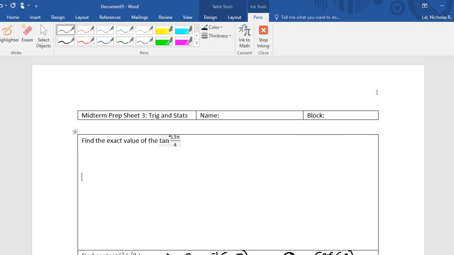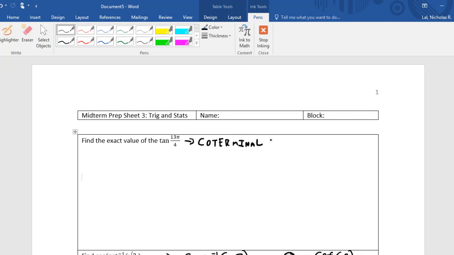So first I need to find an angle coterminal with 13 pi over 4. To find an angle that is coterminal, I must add or subtract 2 pi, because I'm trying to find an angle that is within 2 pi radians of 13 pi over 4, so it'll land on the same terminal side.